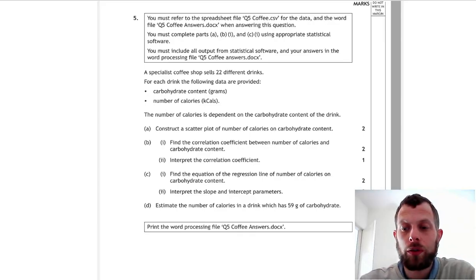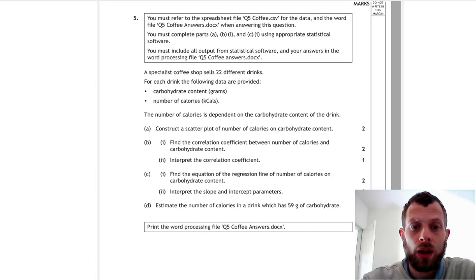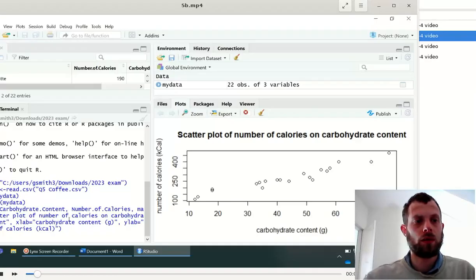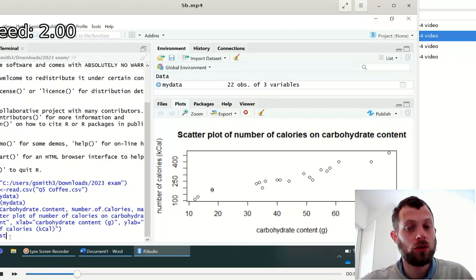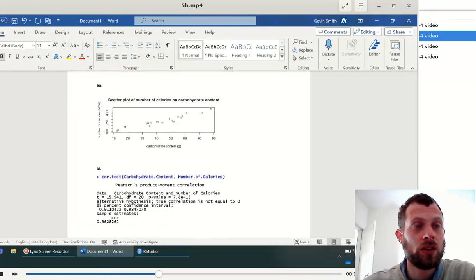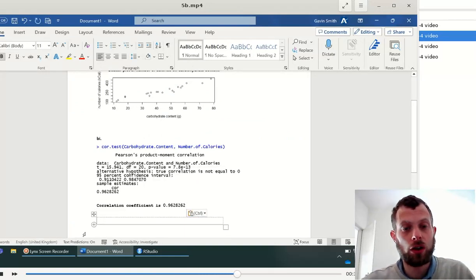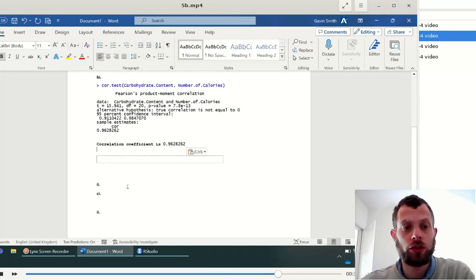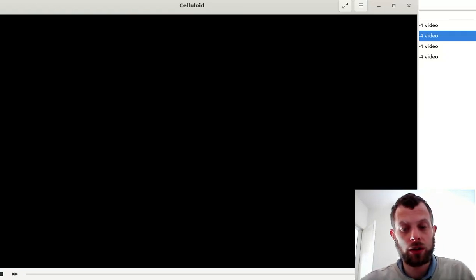Now when you're copying it over, if copy plot doesn't work, then you can use a screen clip or a screenshot to get it into your answer document. Now we're on to B, find the correlation coefficient. The command on the formula sheet to use is cor.test. However, you can just use cor, which would work as well. Get the number here, 0.962, put that in your answer document. The interpretation is that it is a strong positive correlation, because it's close to 1. If it was close to -1, it would be a strong negative correlation.